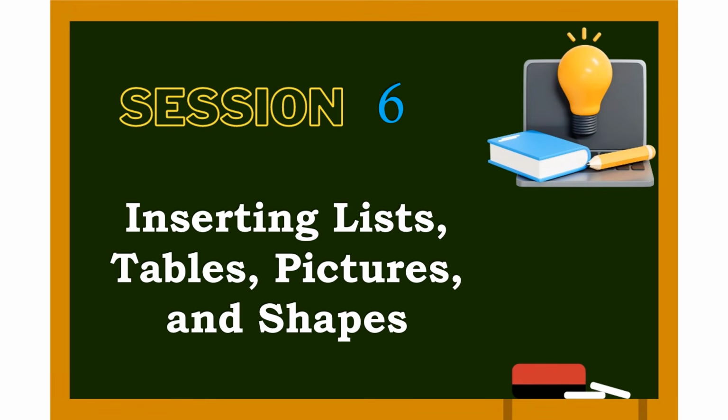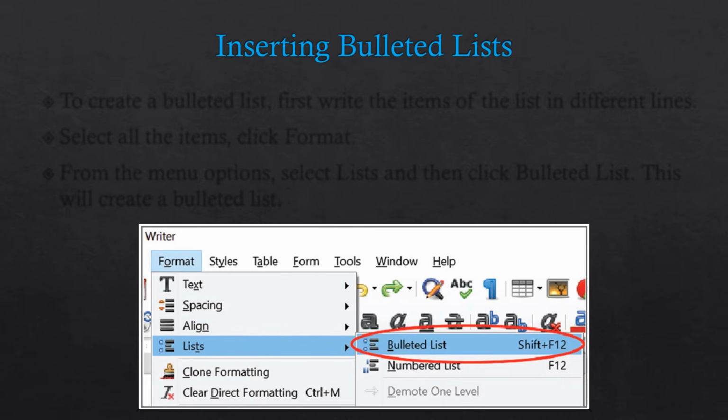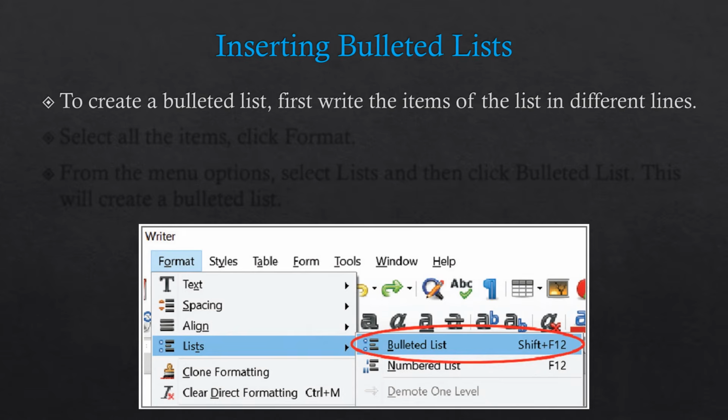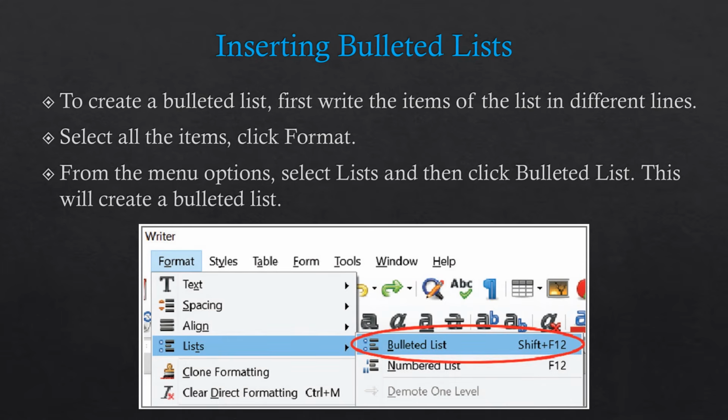Session 6, Inserting Lists, Tables, Pictures and Shapes. To create a bulleted list, you will have to write the items in different lines. After writing, you have to select all the items, then go to the Format menu and select the List option. In that option, select Bulleted List.